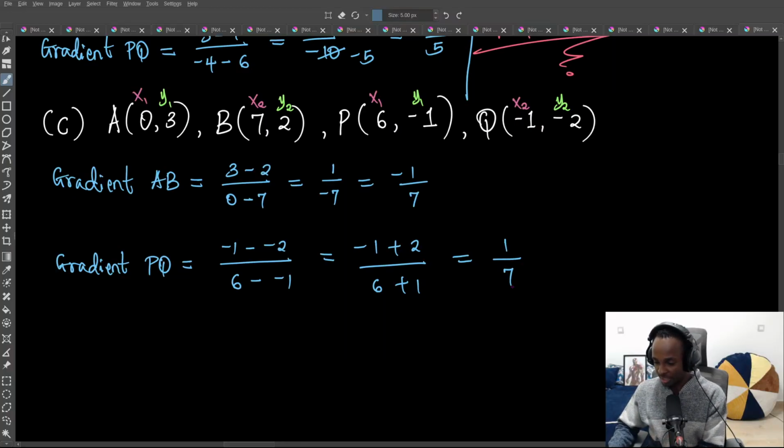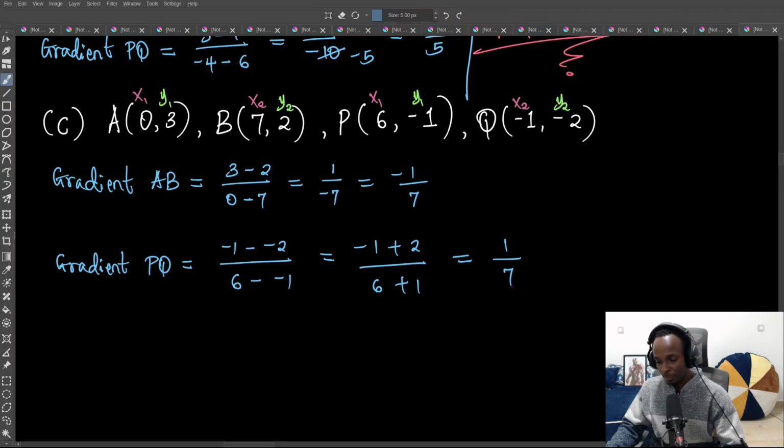I hope I got this right. 3 minus 2, that's going to be 1, and 0 minus 7 will be, so negative 1 out of 7. And then this is negative 1 minus minus 2, so that's negative 1 plus 2. That's just 1. And then this is 6 minus minus 1, which is 6 plus 1, so 7. Anyway, so okay, I think this is fine. So the gradient of AB is negative 1 out of 7, and the gradient of PQ is 1 out of 7.